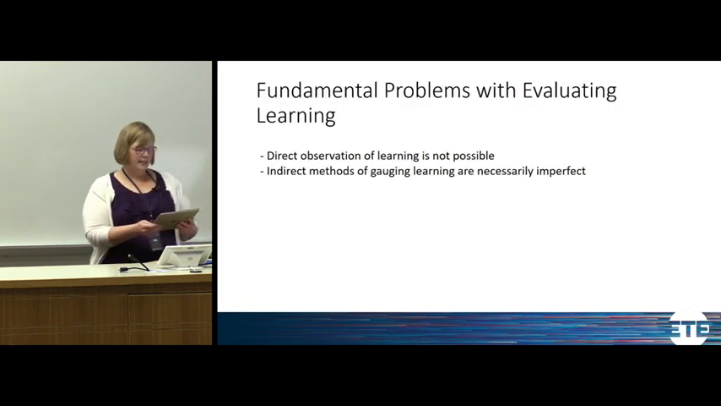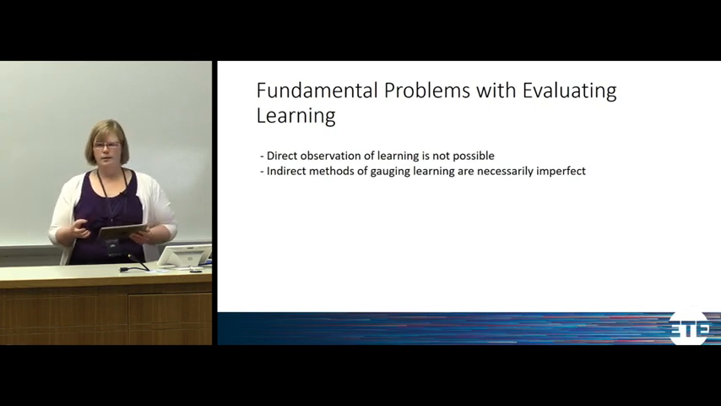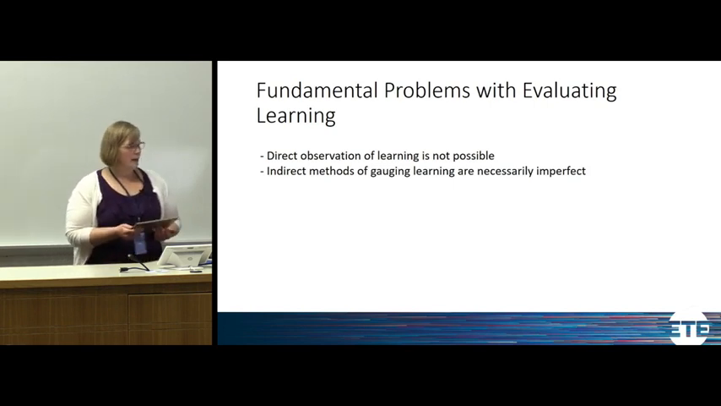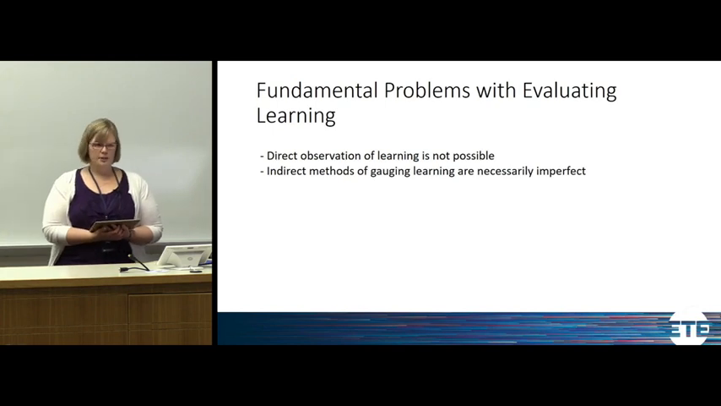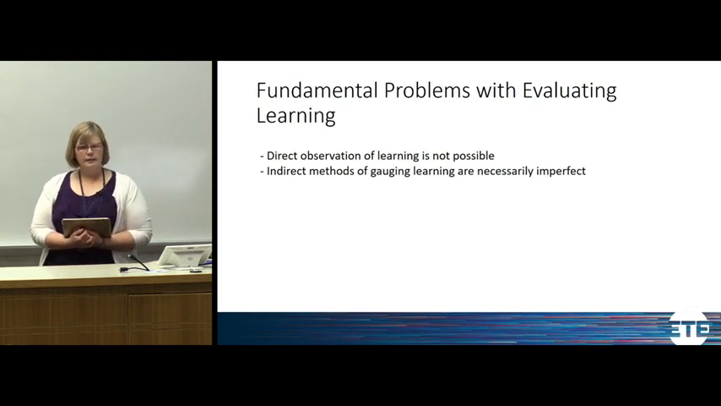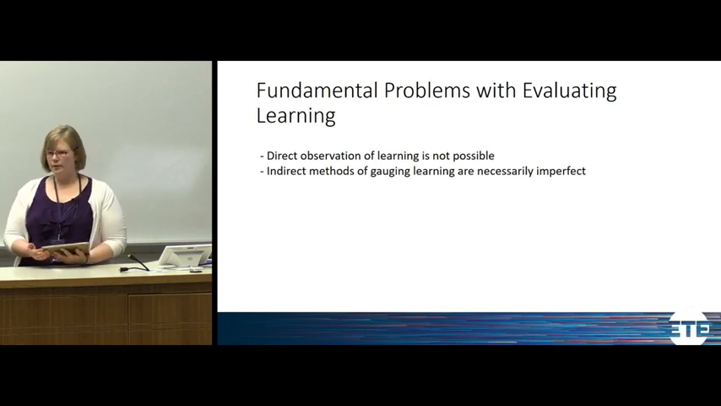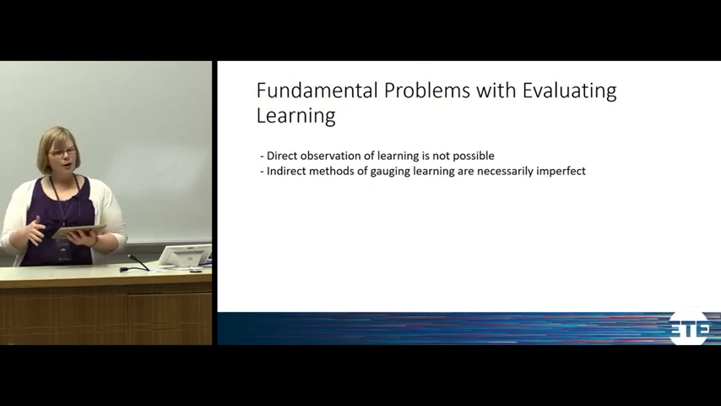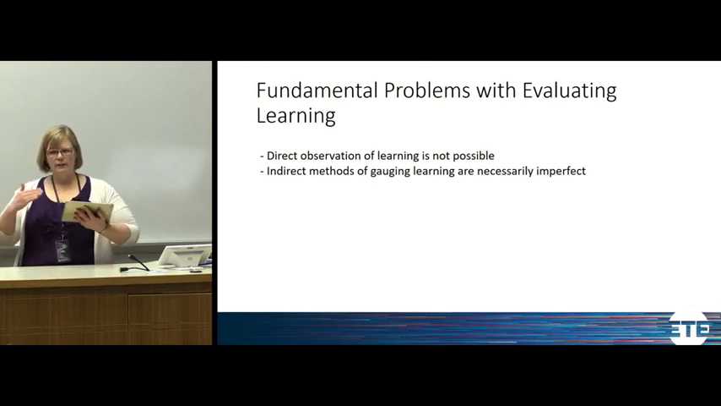Okay, some basic problems. These are inherent problems in all evaluations, and maybe you've talked about these already, especially if you're in the TEAL school. But the idea is that learning is not something you can directly observe. You can't just cut open someone's brain and say with your checklist, yes, no, yes. You can't do it that way. So the only way that you can assess learning is through indirect measures.